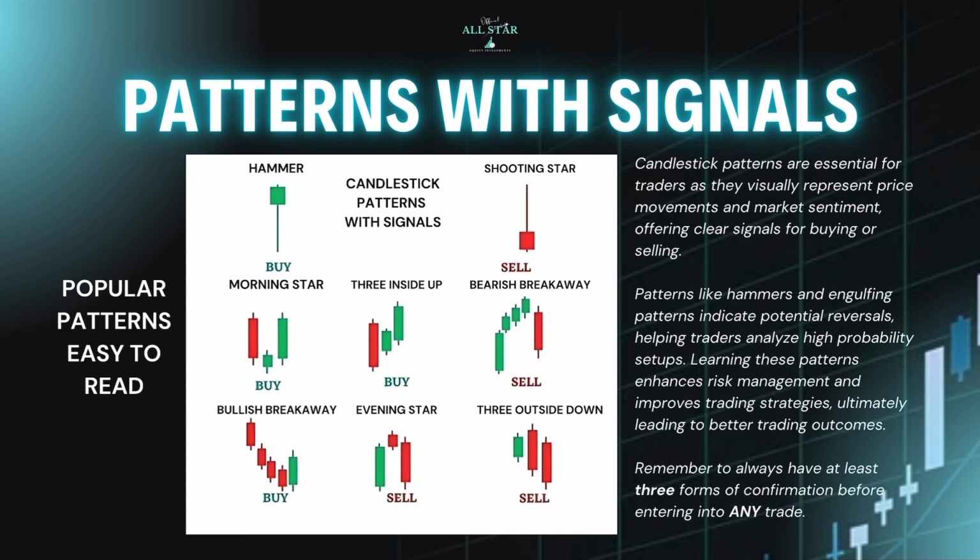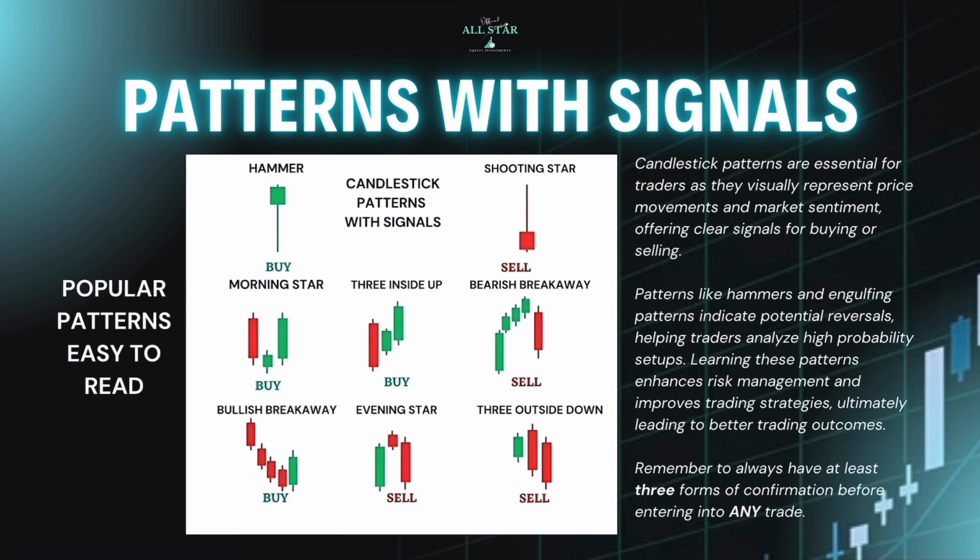Following that, we see the 3 inside up, also going to be a bullish reversal pattern involving 3 candles this time. Now the first is bearish, the second is a small bullish candle inside the first, and then the third confirms the reversal with a bullish close. So that lets you know it's kind of like an indecision in a way, but it also allows you to have the confirmation that you would need.